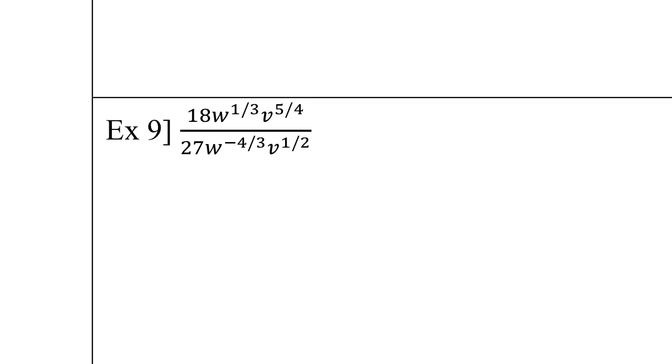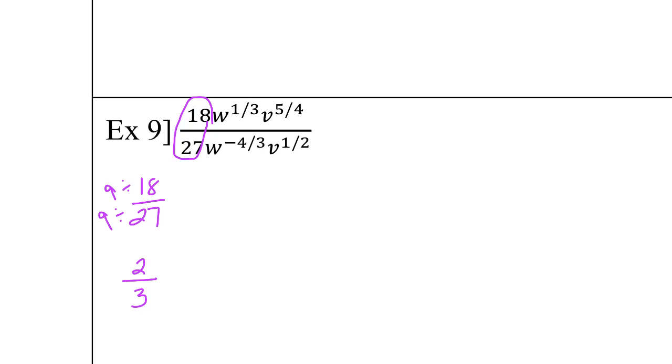I'm going to take this in pieces. So I'm going to take this set of numbers first. 18 over 27. That's just plain old numbers. Let's see if I can simplify 18 and 27. I know I can divide them both by a 9. 18 divided by 9 makes 2. 27 divided by 9 makes a 3. So there's the first piece of my simplified version.